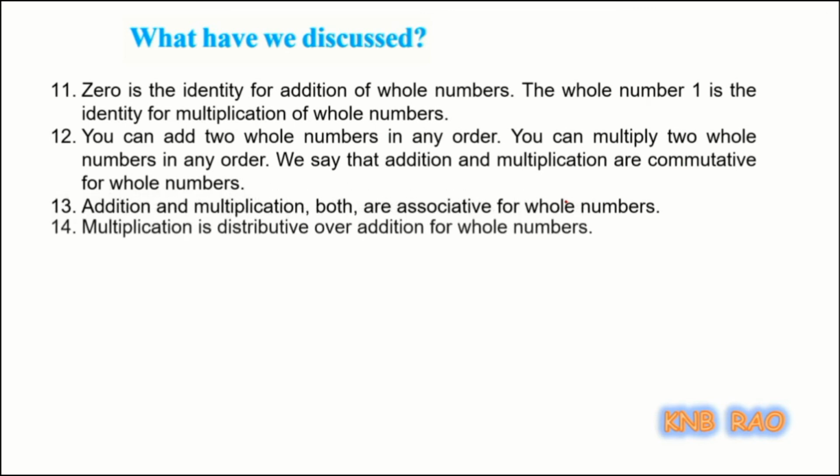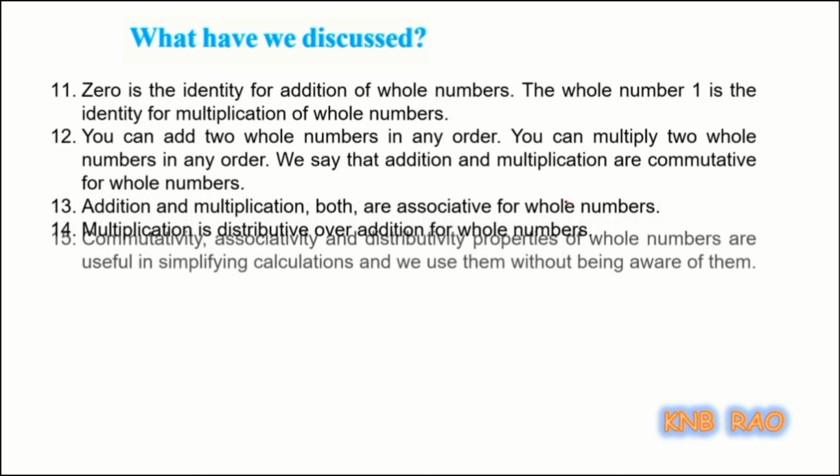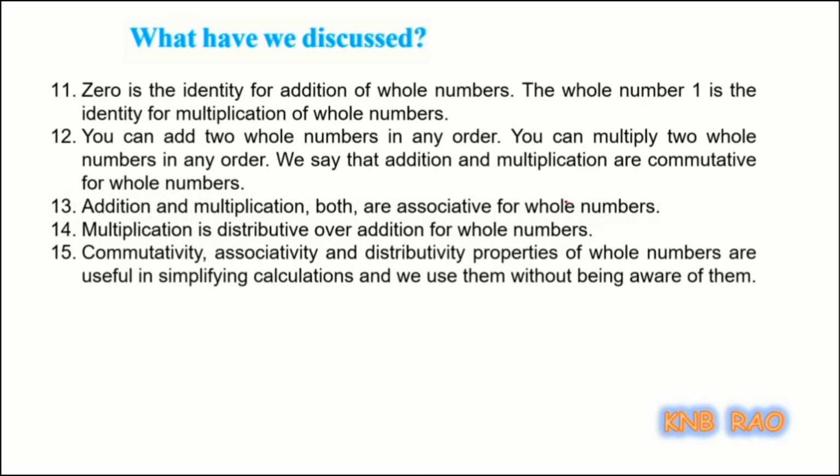Next, multiplication is distributive over addition for whole numbers, which we have learnt. Then the commutativity, associativity and distributivity properties of whole numbers are useful in simplifying calculations, and we use them without being aware of them. This I have already shown you through examples.